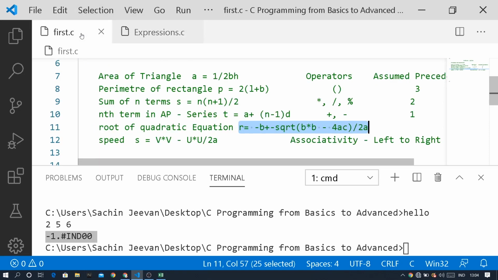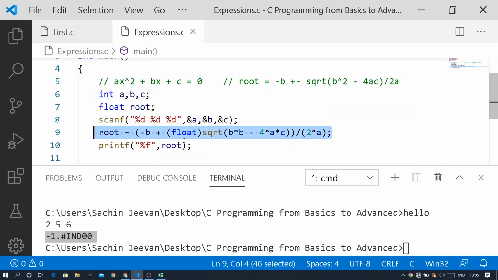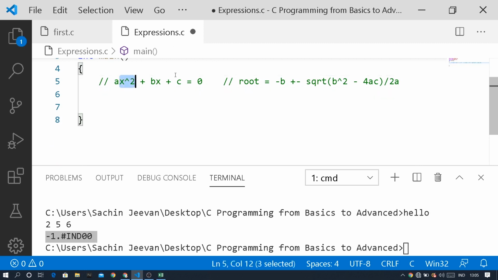Yes, fine. Is there any? Yes, there is one more formula called speed. What is speed? Final velocity whole square minus initial velocity whole square, the whole divided by 2 times the acceleration. So to find the speed function, what's the formula for speed?